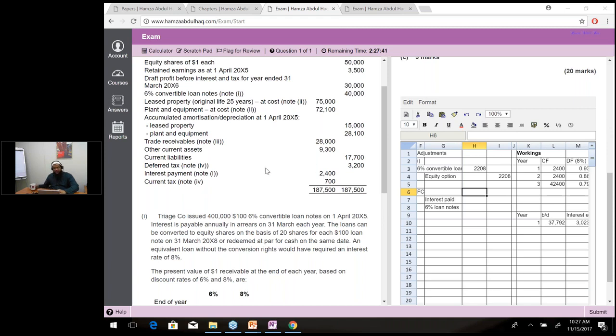Yes, Nazia, 6% convertible loan notes debit means liability debit, because we are going to write these loan notes in the liability area of the balance sheet.